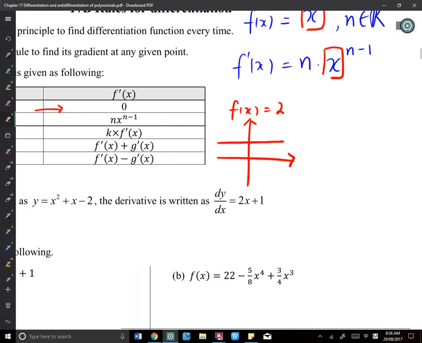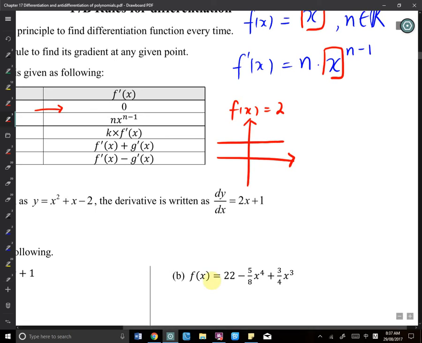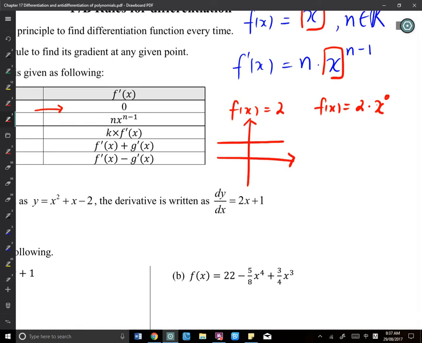The second, we look at the formula. The formula is f(x) equals to 2. Okay, there's no x involved. If there's no x involved, we say that's x to the power of 0. So that's 1. Okay, x to the power of 0 is 1.